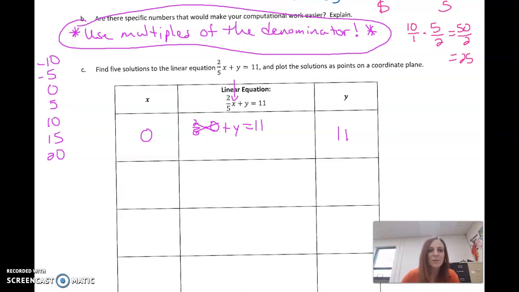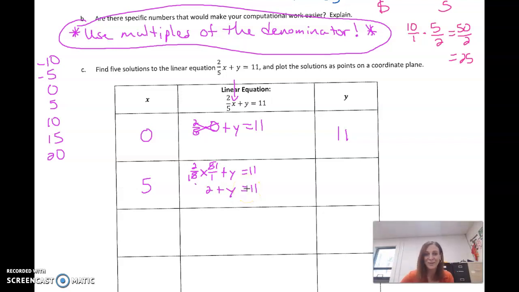Okay, now I'm going to start picking up some of these. There's nothing that says we have to use 1 or 2 or -1. We can use whatever we want. So I'm going to put a 5 in right now. And I'm going to go 2/5 times 5. And I can write it as 5 over 1 plus y equals 11. 5 goes into itself one time, 5 goes into itself one time. All of this just works out to be 2. So 2 plus what number equals 11?